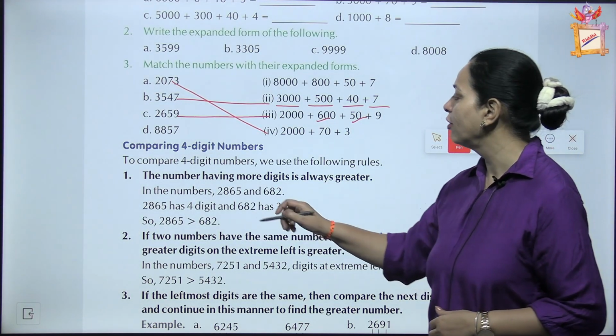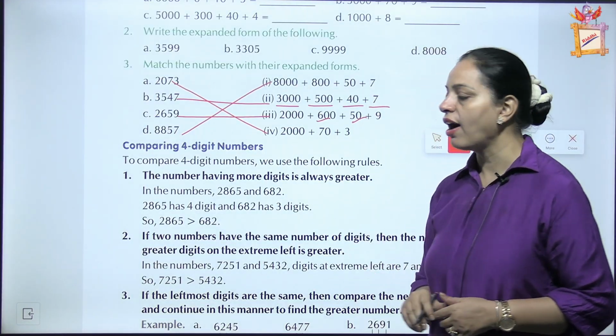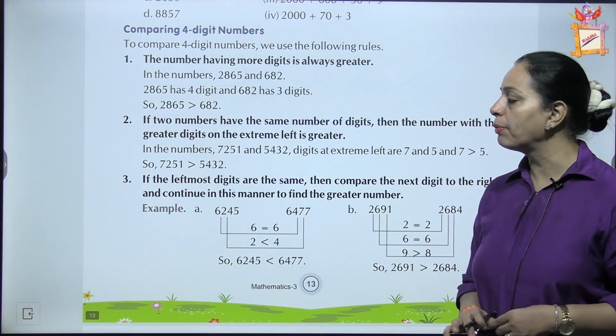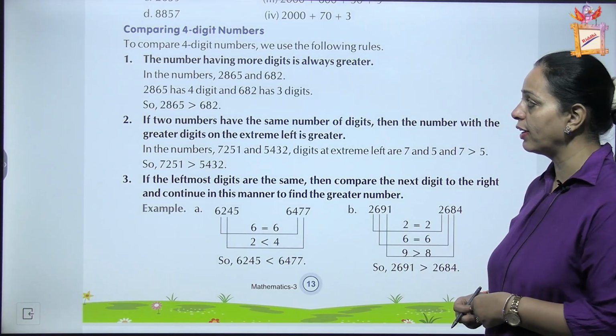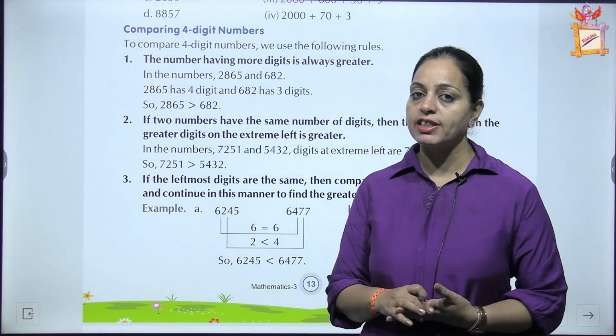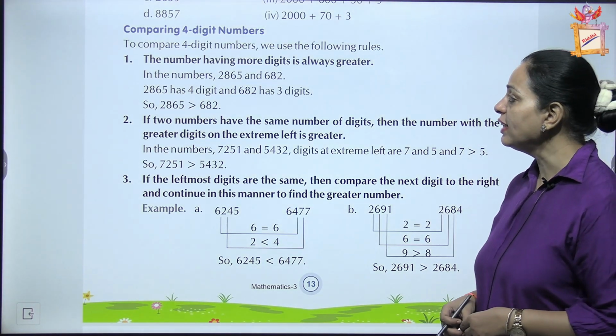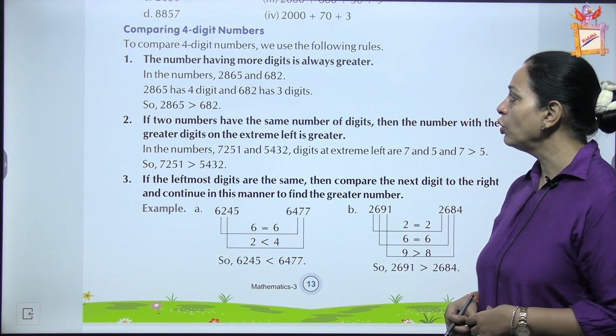8850 and 7. So this is the answer. Okay, very interesting. Now comparing 4-digit numbers. अब numbers को हम कैसे compare करें, कैसे find करें which one is greater or which one is smaller or whether they are equal or not. See, to compare 4-digit numbers we use these rules.